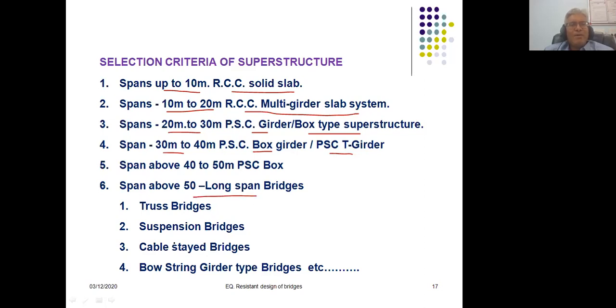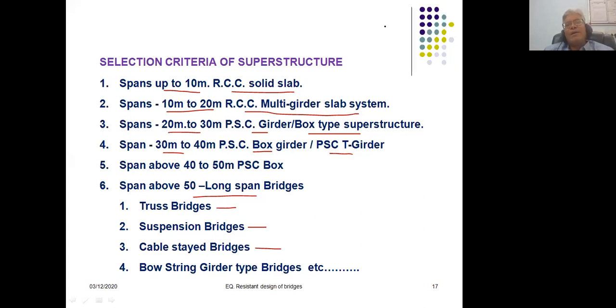In long span bridges, there are various options available. People just have to see the cost effectiveness of the different types of superstructures and decide. You may go for a truss bridge, a suspension bridge, a cable stay bridge, a bow string girder bridge, or an extradosed bridge. So many options are available beyond 50 meter span.